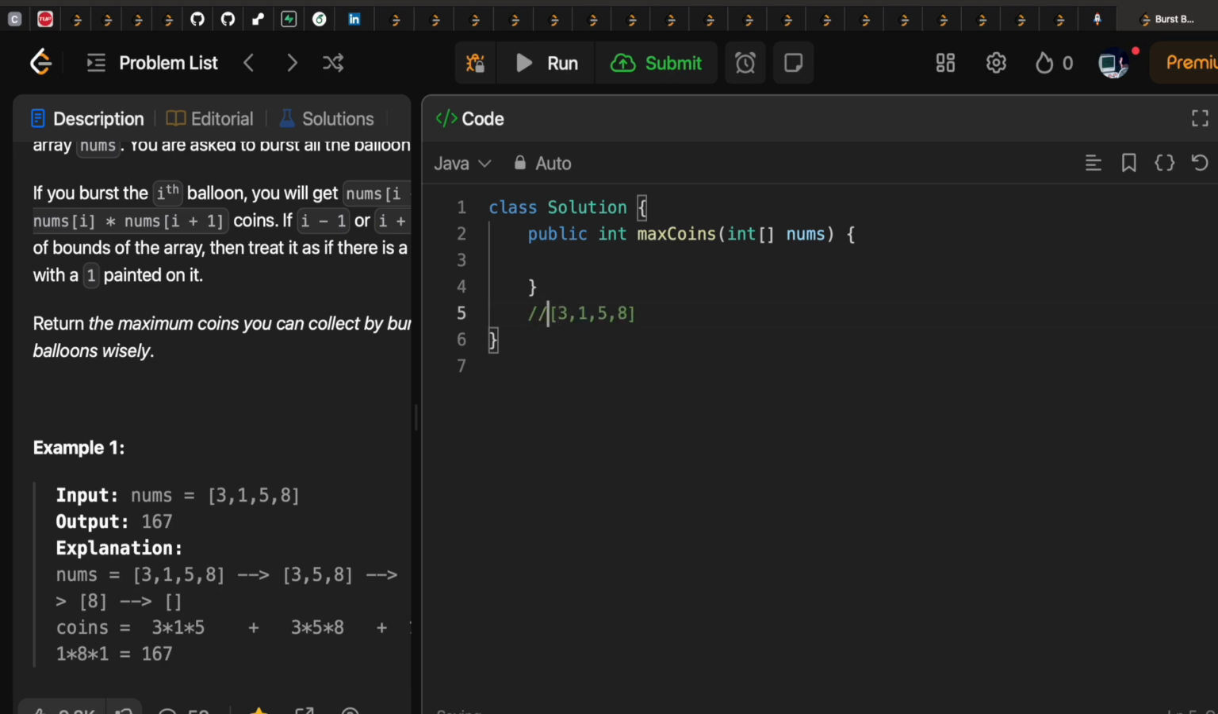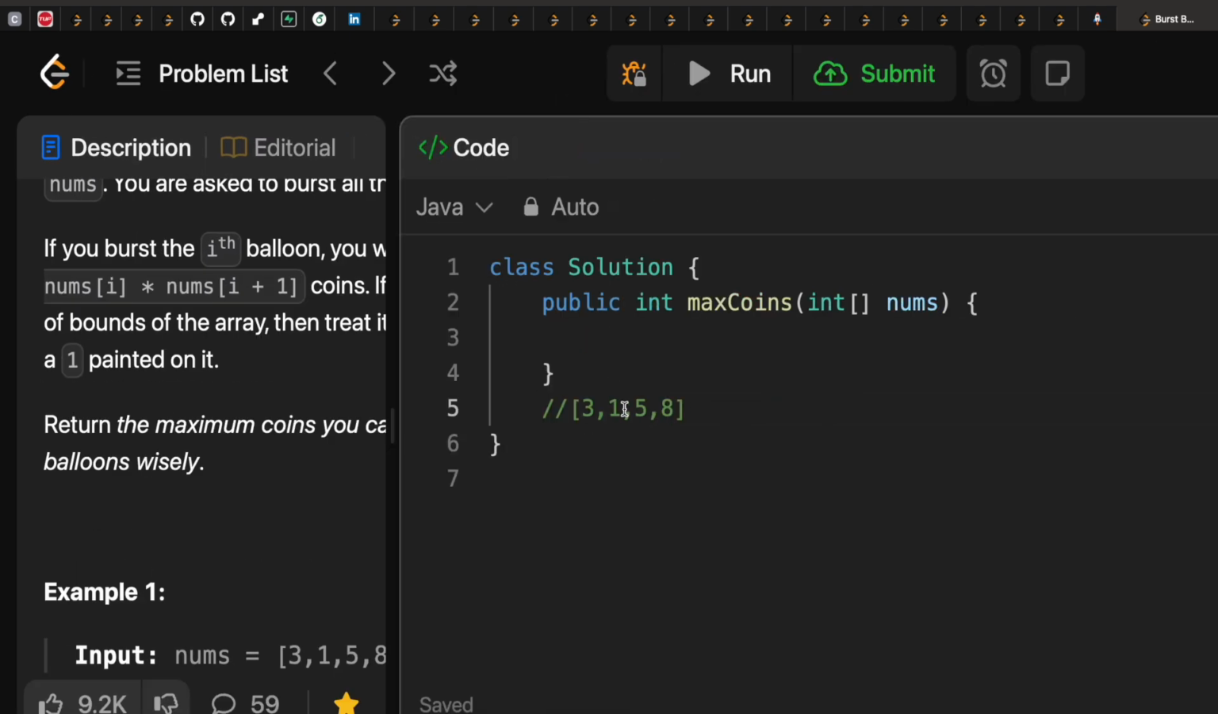Let's say we have this particular array of balloons. Suppose we have burst balloon 1, and we add to our cost 3 times 1 times 5. Now, as we have burst this particular balloon, we want to solve the problem for the balloons on the left and the balloons on the right, because we are only left with the left balloons and right balloons.